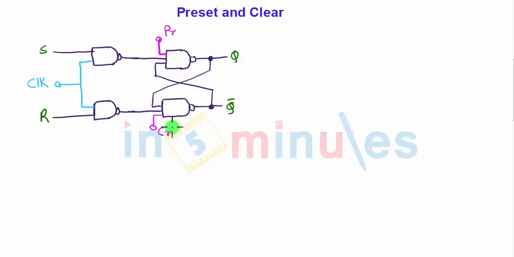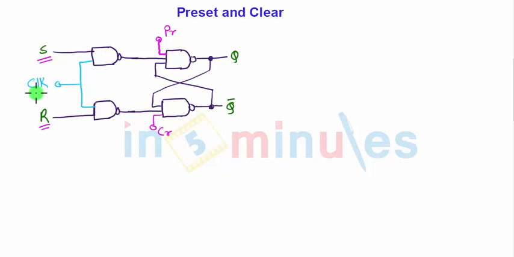Why are they called external inputs or direct inputs to the SR flip-flop? Because they are not connected in synchronization with the clock pulse. S and R are the inputs to the SR flip-flop in synchronization with the clock, whereas preset and clear are not in synchronization with the clock. Whenever you want to apply preset and clear, they are applied in between clock pulses, hence they are called direct inputs, not synchronized with the clock.